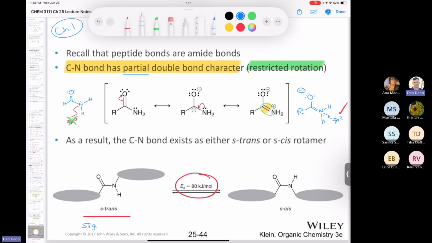So it stands for sigma trans, right? Because if you look at this structure, it looks like a sigma bond, but we know it has some partial double bond character. And it's the same thing here. This would be sigma cis.